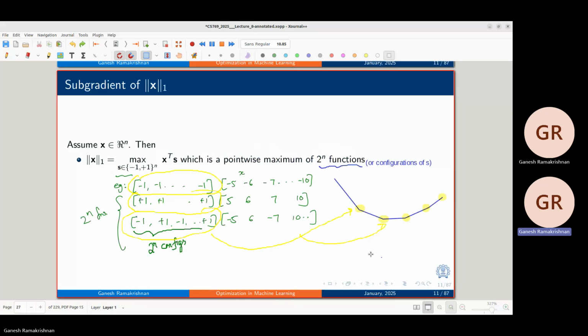When would you have more than one active function? Whenever a component is 0, right? So if I had x to be 5, 6, 0, 7, 6, then in the place of the 0, I don't care whether I put a +1 or -1. It doesn't matter. So active functions will correspond to those places where there are zeros. Okay, so let's uncover that.